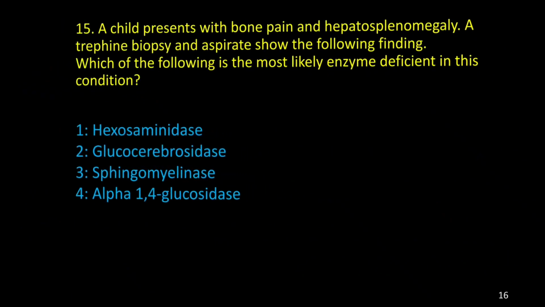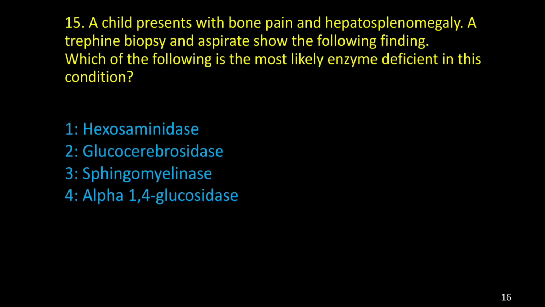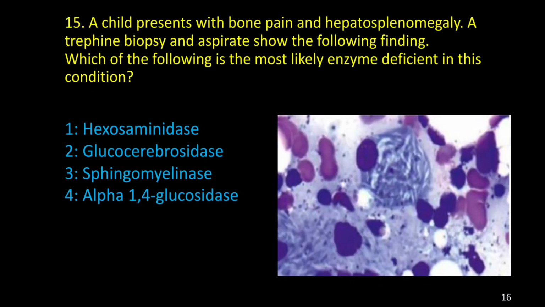Now another MCQ: a child presents with bone pain and hepatosplenomegaly. A biopsy and aspirate show the following finding. Which of the following is the most likely enzyme deficiency in this condition? Basically, here a histological slide picture is also shown. In this picture, a rounded area is marked, which is the area that you have to identify.